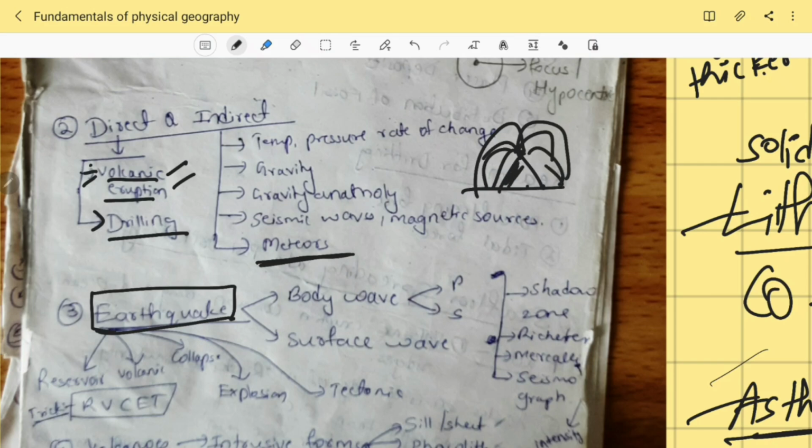That's when you get to know what is inside the earth. That's when you can study about the interior of the earth. So that is one way, that is volcanic eruption. The second one is drilling.